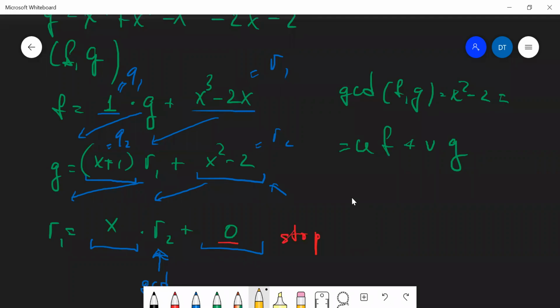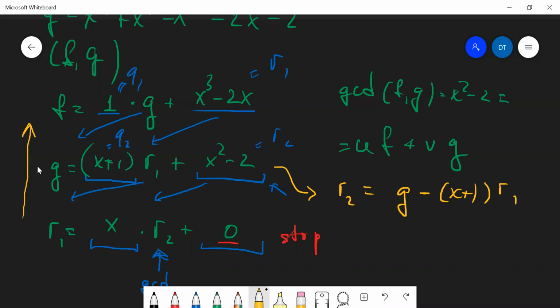Well, maybe we should substitute f and g with the actual polynomials and multiply it by something. Well, actually, we should go through these equalities from bottom to up. You see, you know that R2 is equal to G minus X plus 1 times R1. This is your second equation. I just move this expression to the left.